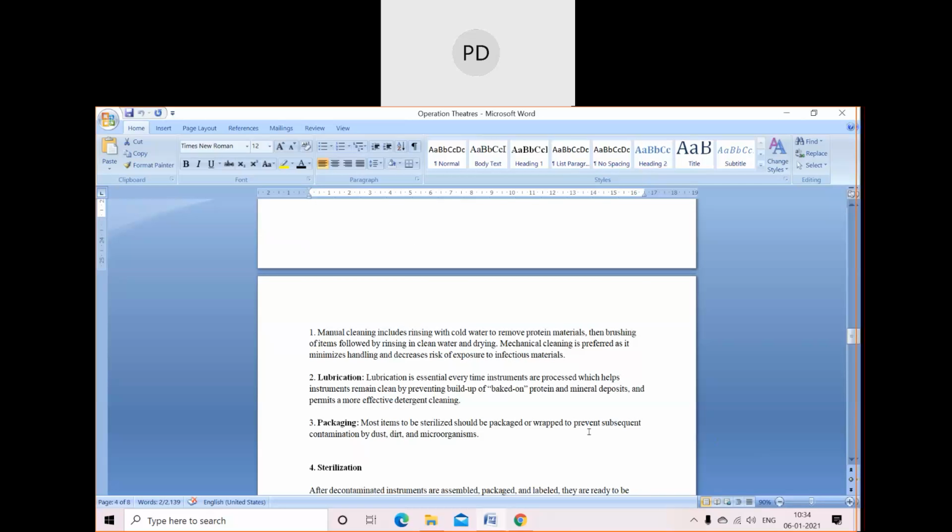Once the wash is finished, we also have to go for lubrication. Why do we do lubrication? Whenever we use the instruments, there is some matter deposited on them. So for those instruments, we have to dismantle them and lubricate them so that they work properly.